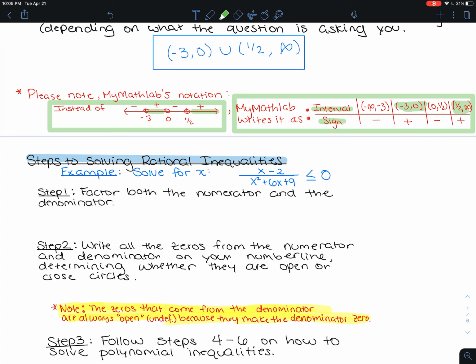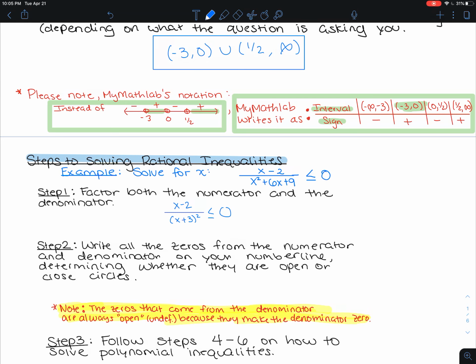And then we have to factor. Now with polynomials, we only had one thing we had to factor, one thing we had to worry about. But with rational inequalities, we have to factor both the numerator and the denominator. So let's go ahead and do that now. The numerator is only x minus 2, therefore there's nothing to factor there. But what does the denominator factor out to? If you said x plus 3 quantity squared, you are correct.